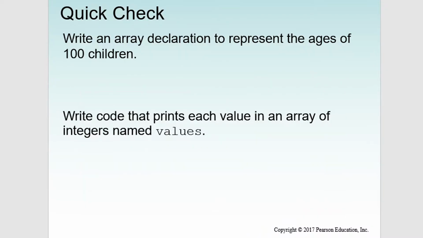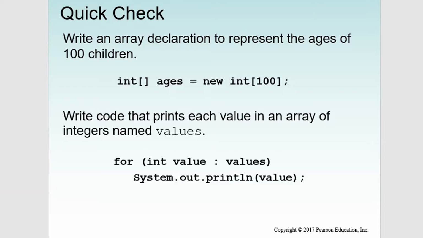Quick check. We'll write an array declaration to represent ages of 100 children. So we'll declare an array of the int data type of size 100. Write code that prints each value in an array of integers named values. So for the second one, we'll just use a for each loop. It's pretty simple. So here are the answers.